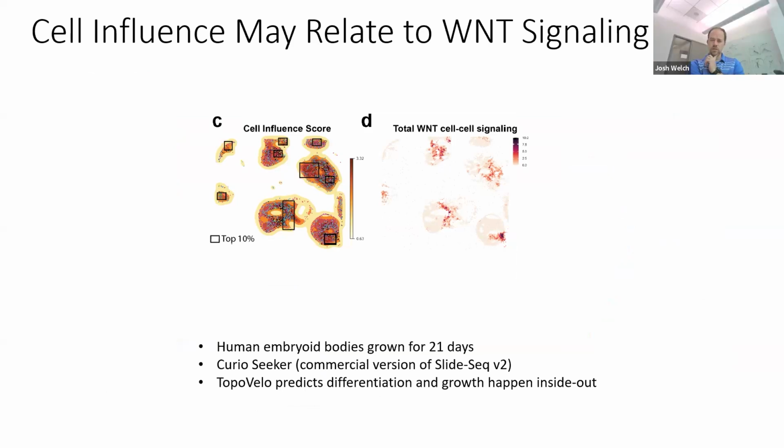So the way we did it was we calculated the cell influence scores shown on the left, and we could see that there were these parts of the embryoids that were being flagged as having high influence. Then we looked through our list of ligand receptor interactions from CytoSignal, and we asked which interactions seem to have a similar pattern as the cell influence score. And when we saw Wnt, it made some sense because Wnt signaling is really important for this embryoid system.